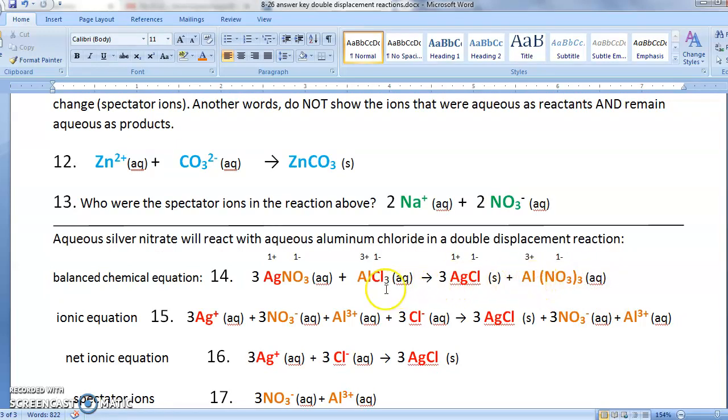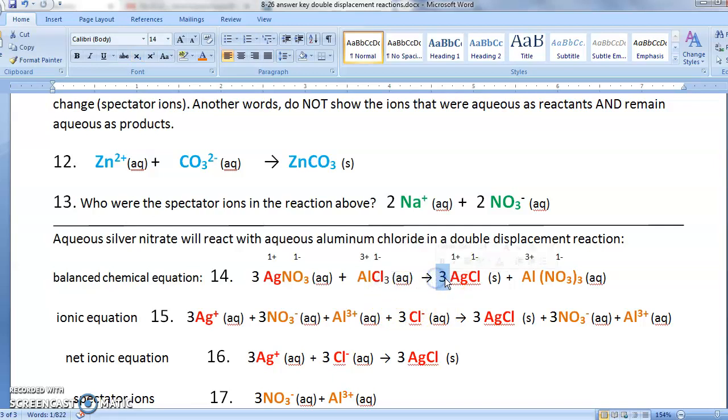However, one of our conditions has been met. We have formed a solid precipitate. The silver, first thing there, bumps into the chloride, second thing there, and they precipitate out of solution. The Als bump into the NO3s. They're fine. They stay aqueous. They'll remain in solution.